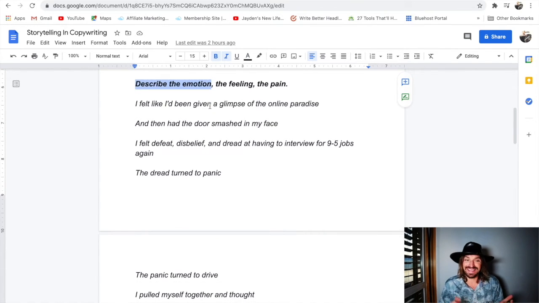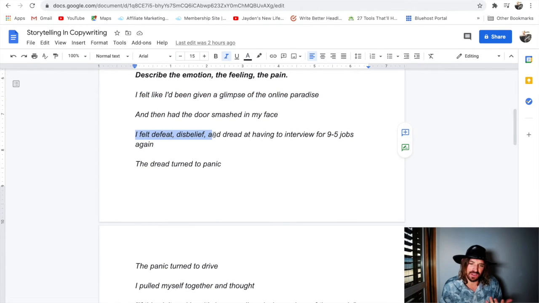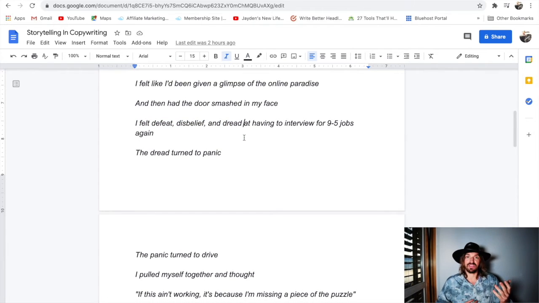So, easily done, you just use phrases like, "I felt," okay? So look, I describe how I felt. I felt like I've been given a glimpse of paradise. I felt defeated, disbelief, and dread, okay? So just describe the feelings that you're feeling, okay? It's gonna be really powerful because people will resonate and they're gonna be like, "I'm feeling that too," you know?